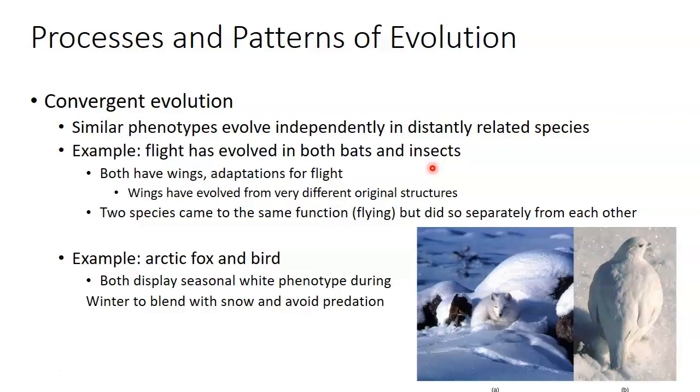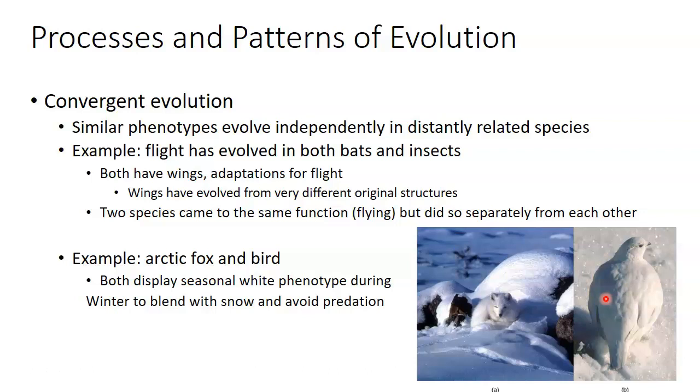Similar phenotype, wings, same job too, but they evolved in very distantly related species. Here's another example. The Arctic fox here and this Arctic bird. Both of them live in similar environments, and both of them in the winter months will display a white phenotype. And why do we think that is? We think that that is to provide camouflage. So it allows both the Arctic bird and the Arctic fox to blend into the snow to avoid predation and also maybe to help them in hunting.